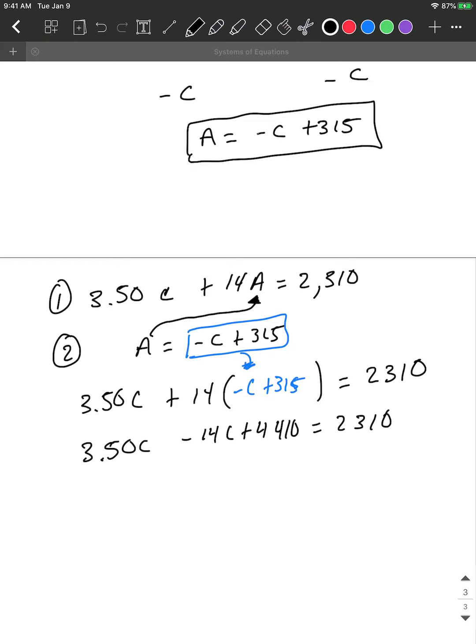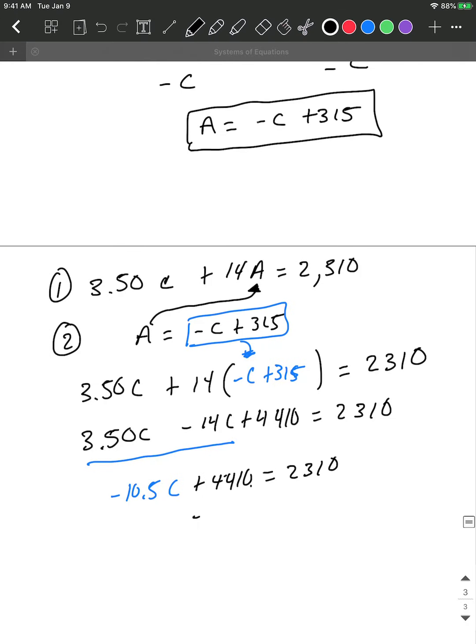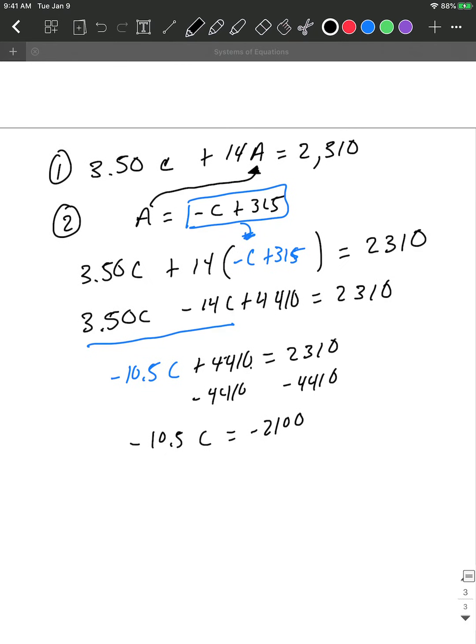Now what we'll do is solve for the variable. First I'm going to put our C's together: 3.50 minus 14 gives me negative 10.5C plus 4,410, which is equal to 2,310. From here, we want to subtract 4,410 from both sides, and we'll end up with negative 10.5C is equal to negative 2,100.